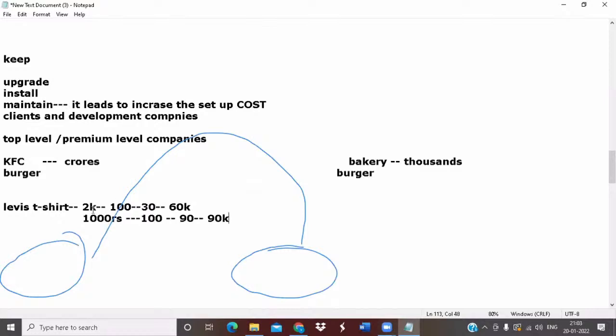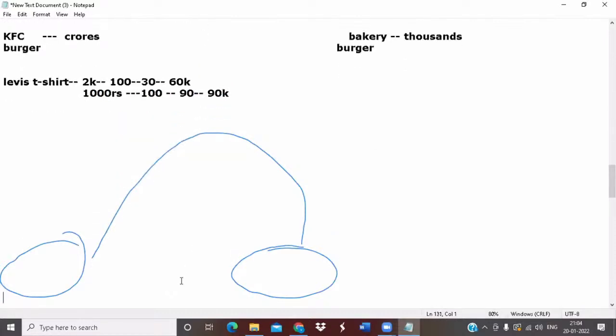It means that if you reduce the cost, then customers will increase. If customers increase, you will get more profit, more revenue. Yes or no? I want an immediate response from all of you. Yes, sir. So here also we have to reduce the setup cost. If you reduce the cost, then customers automatically increase. But how to reduce the cost here?